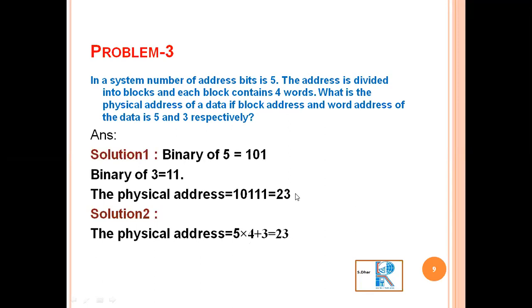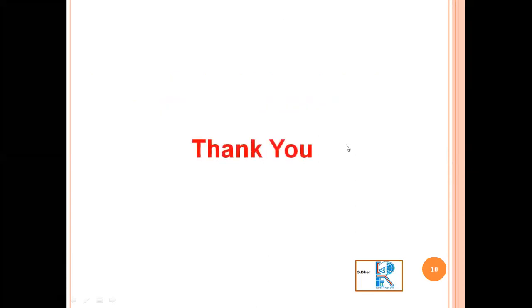Clear? So this is the concept of dividing one physical address into block address and word address. This is required for mapping the cache memory, which I will discuss in the next class. So you must go through this lecture and make the concept very clear, how to divide the physical address into block address and word address. So this is all for today.